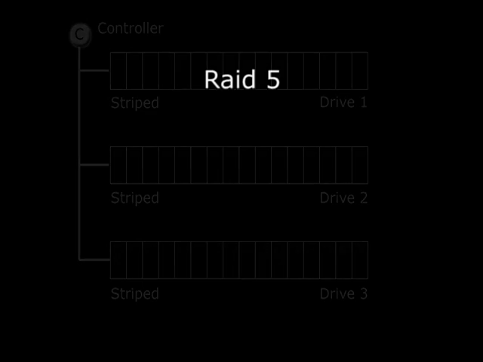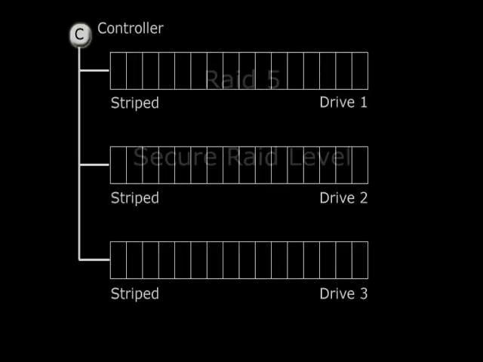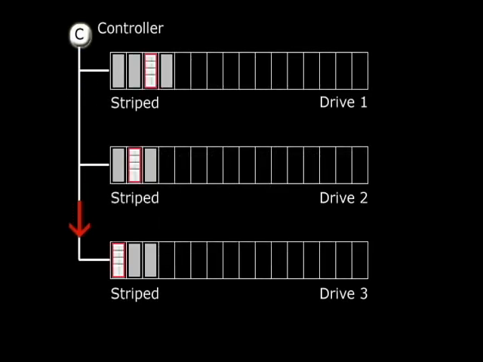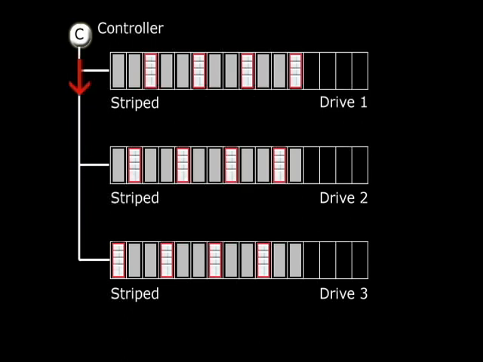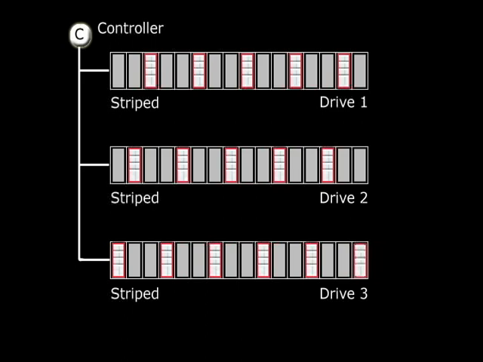RAID 5. RAID 5 is the most important secure RAID level. It is similar to RAID 3, except that the data is transferred to disks by independent read and write operations, not in parallel. The data chunks that are written are also larger.